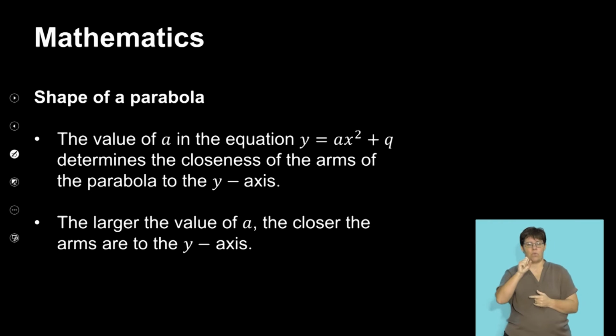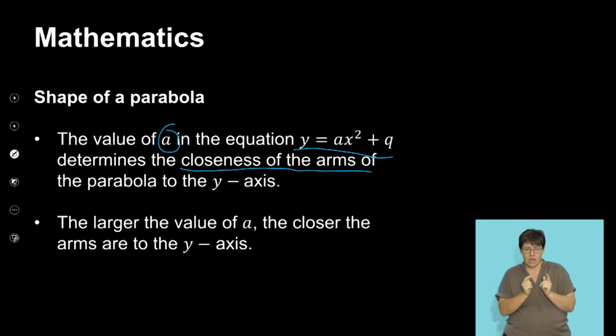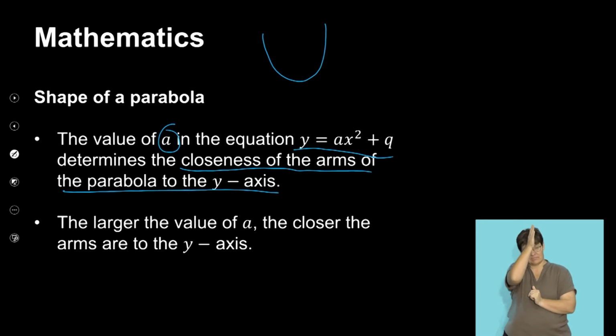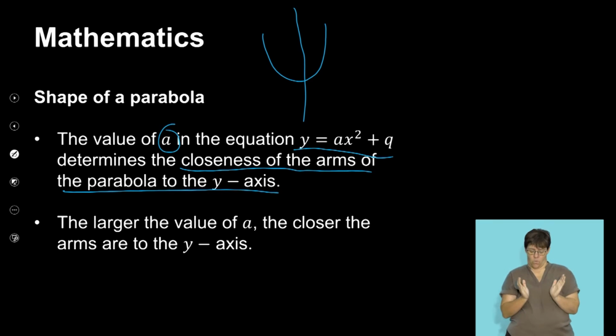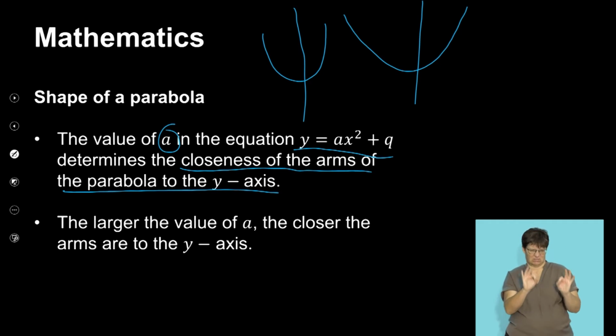Now, when we talk about the shape of a parabola, the value of a, in the general equation, determines the closeness of the arms of the parabola to the y-axis. So you do need to understand this, right? So it means if a is small, it will be this particular close, and then if it's big, you'll find that it's a bit wider like that, from the y-axis. I know I'm not drawing it to scale, but it gives you an idea of what we really mean.